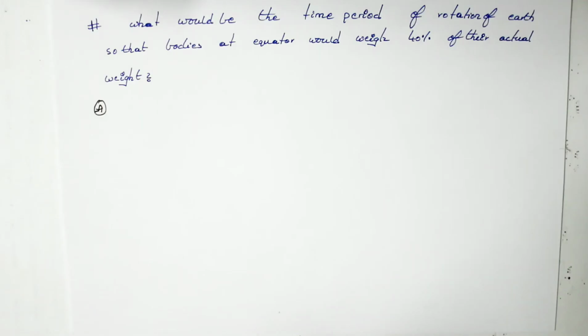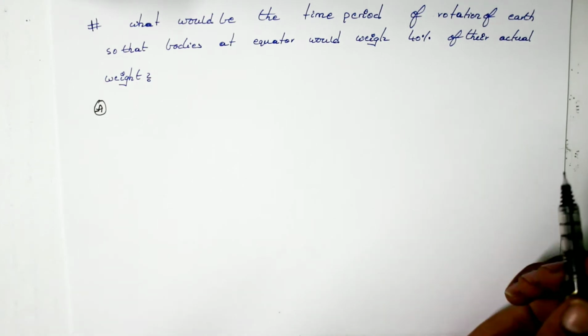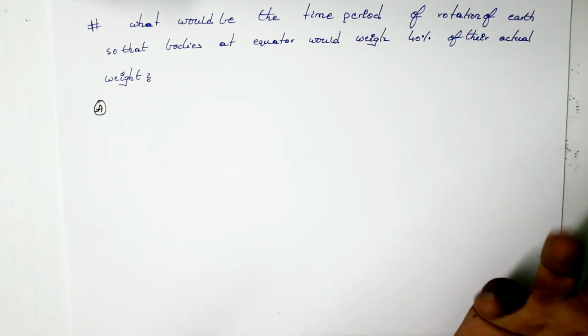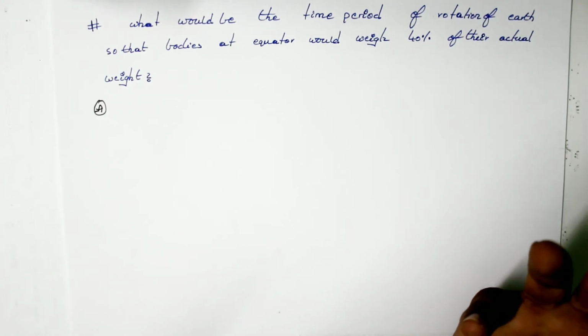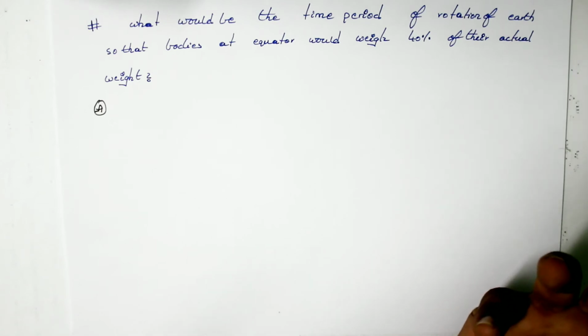So what would be the time period of rotation of Earth so that bodies at the equator would weigh 40% of their actual weight? So weight is decided by the gravitational force, or weight is decided by the acceleration due to gravity.